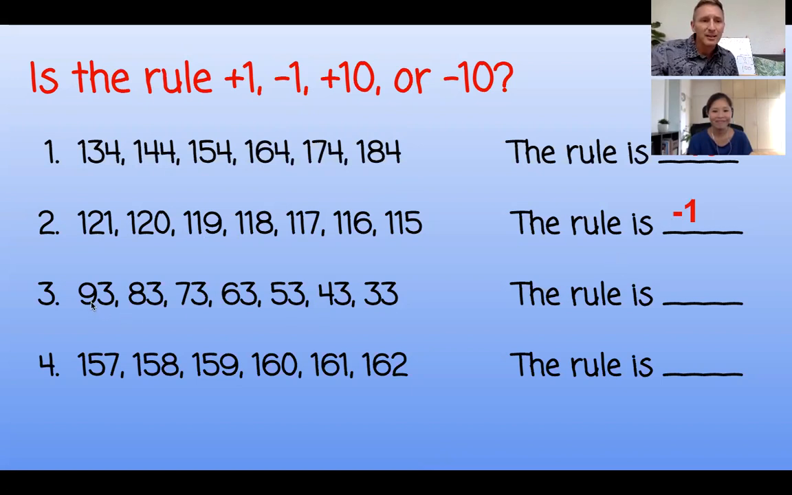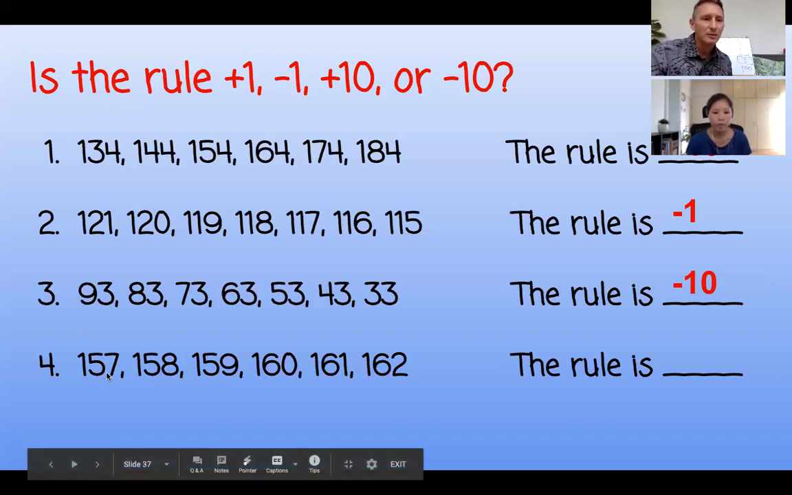Here's another one. It has 93, 83, 73, 63. Looks like the value, what do you think, Miss Yuka? The value is going down. Yes, the tens. So we're thinking here it's going to be a minus 10 for this one. Okay, so the rule is minus 10, right? So we know that the pattern is going down by 10.